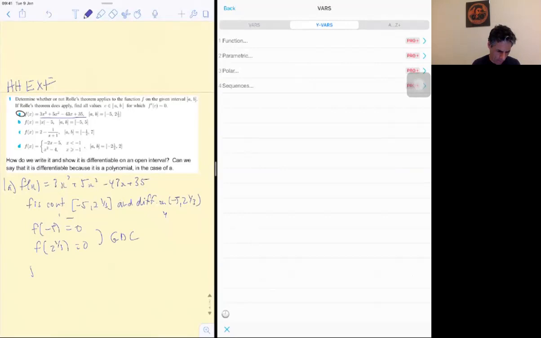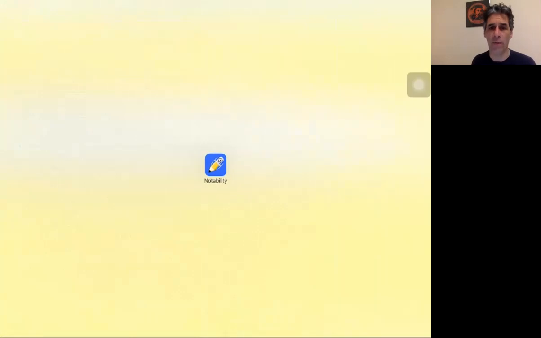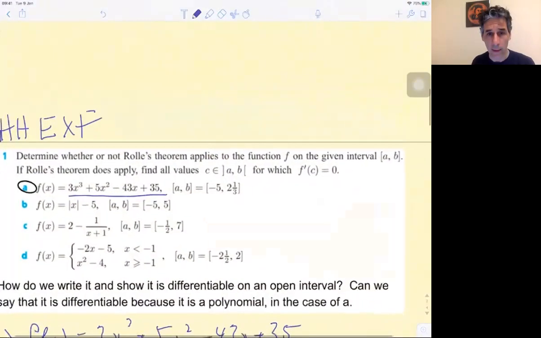So now Rolle's theorem can be applied, because both of those endpoints give you y values of 0. Where could it not be applied?